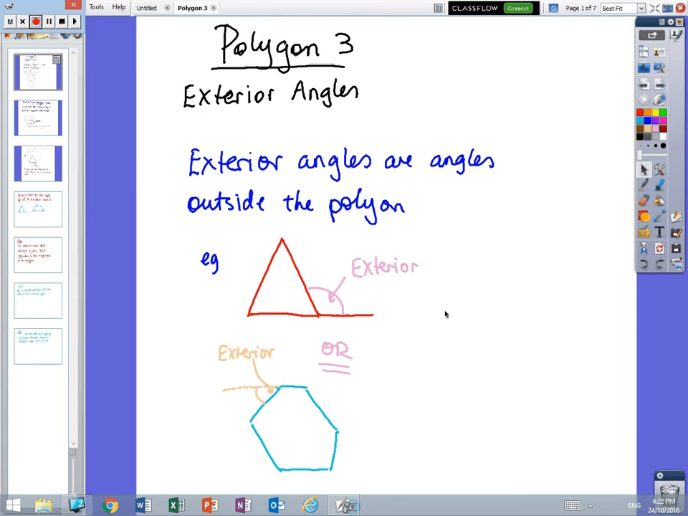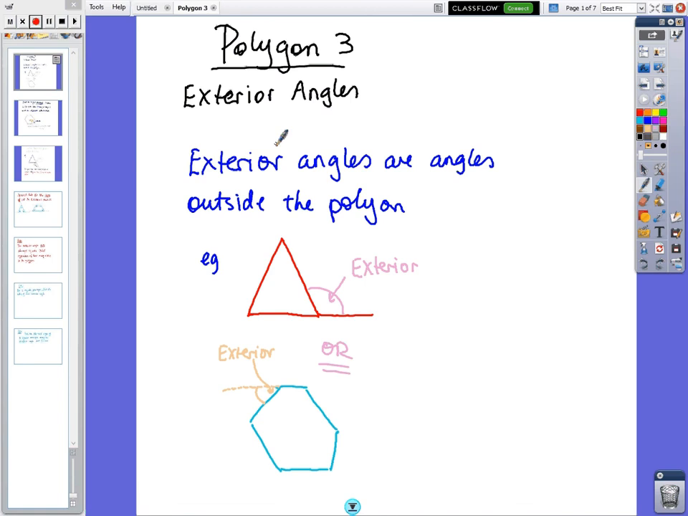Okay, so we're looking at the last video, Polygons 3, exterior angles. Exterior is just another word for outside. So when you see the word outside, that's exterior, it just means outside the shape. And I've just written it, outside there.